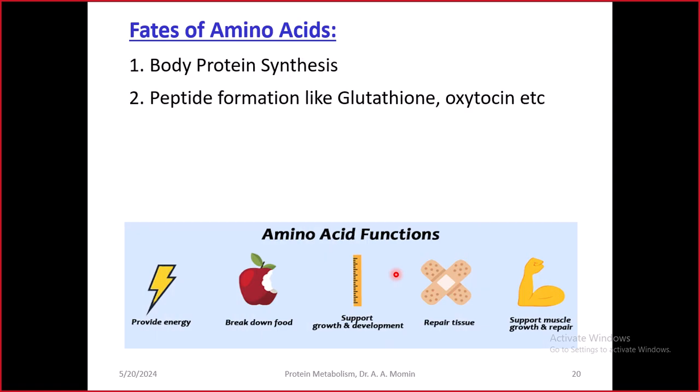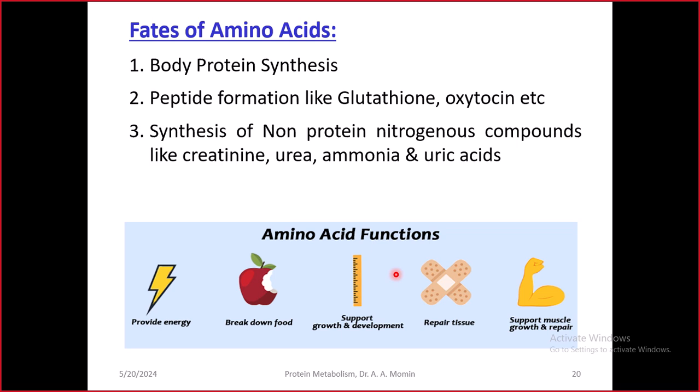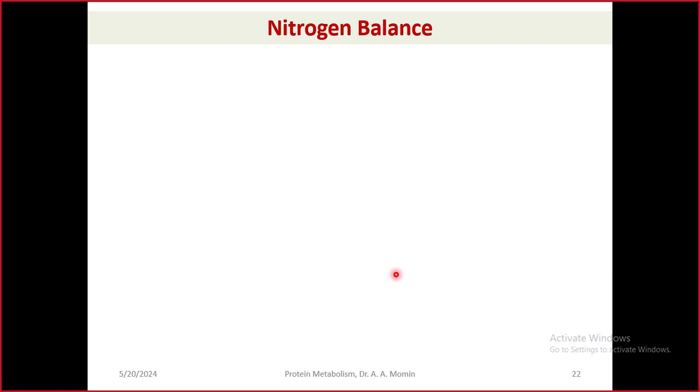So fates of amino acids: body protein synthesis, as we have seen, peptide formation like glutathione, oxytocin, synthesis of non-protein nitrogenous substances like urea, creatinine, ammonia, uric acid, they are formed. Then amino acid, the major fate is they may undergo transamination followed by deamination.